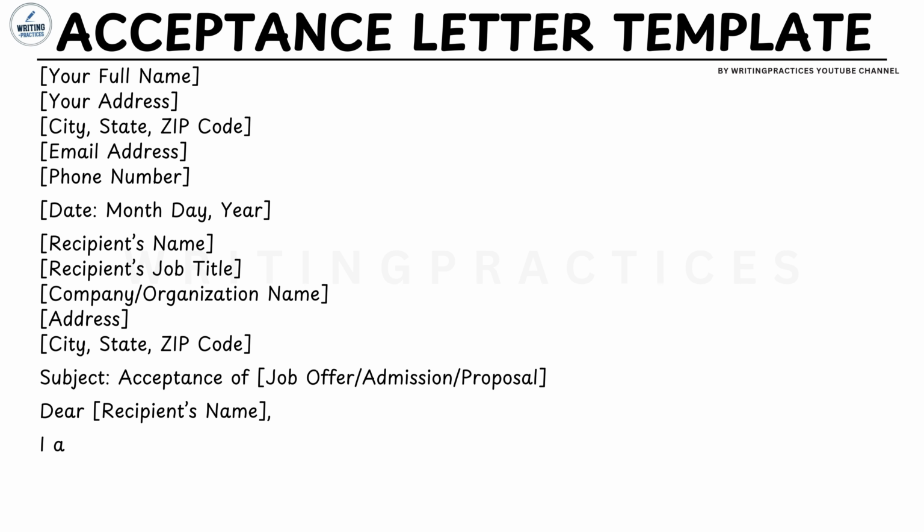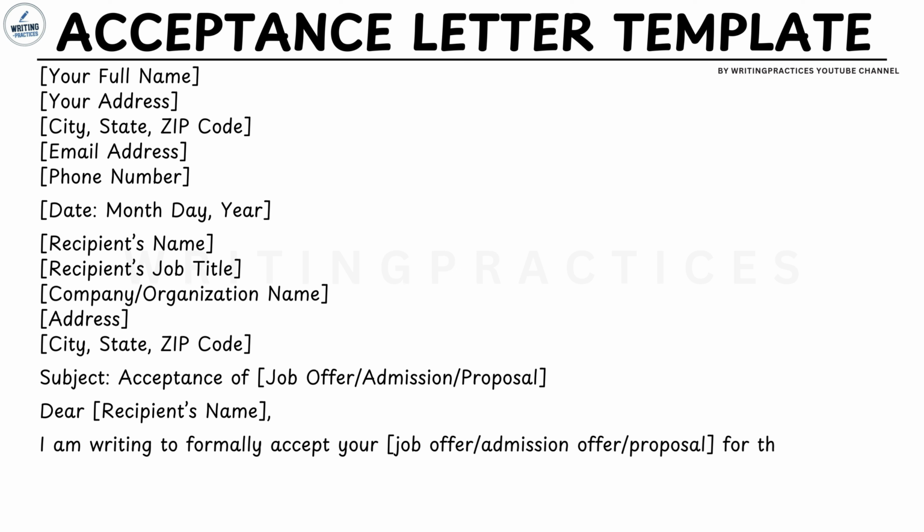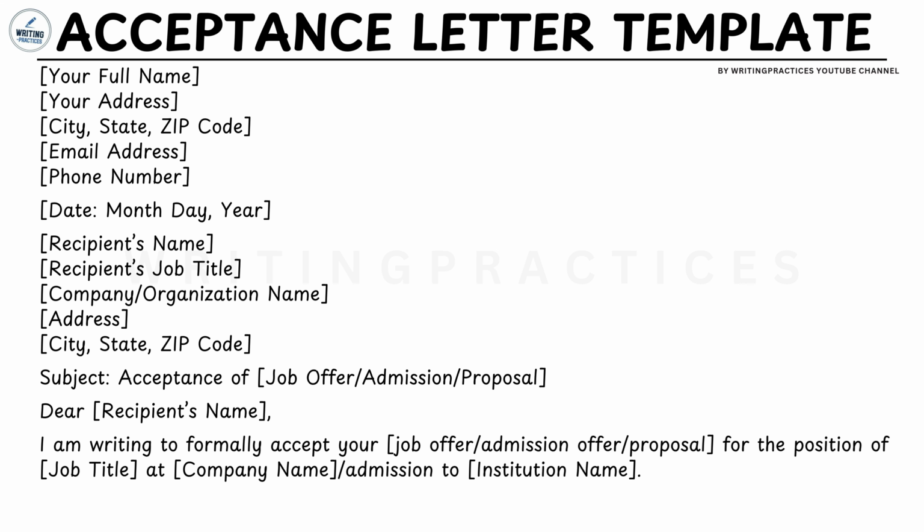Paragraph 1. Formal acceptance. The opening paragraph communicates your acceptance and enthusiasm. For example, "I am writing to formally accept your job offer for the position of software developer at Tech Innovations, Inc. I am thrilled to have the opportunity to contribute to your innovative projects and join such a dynamic team."